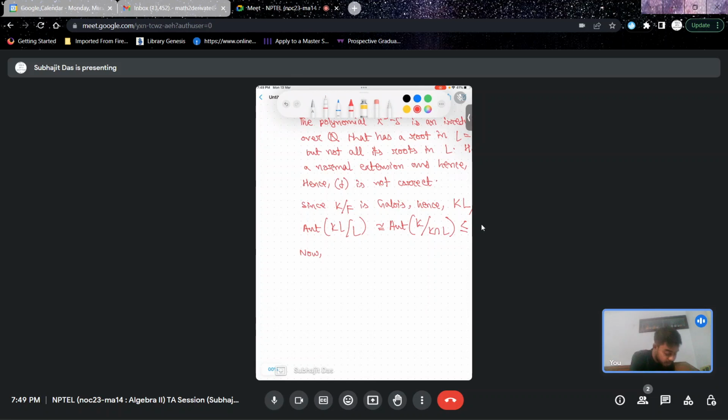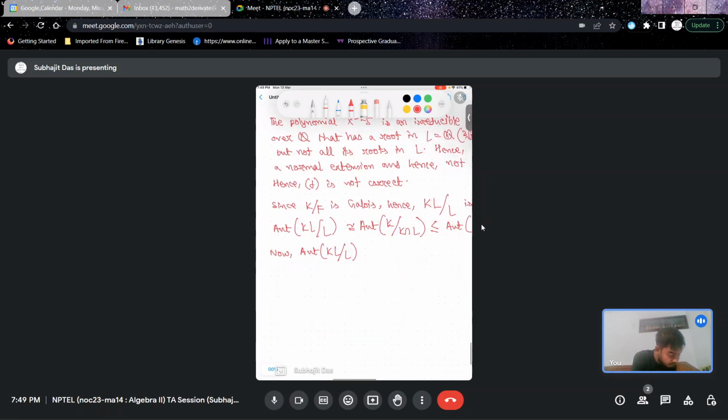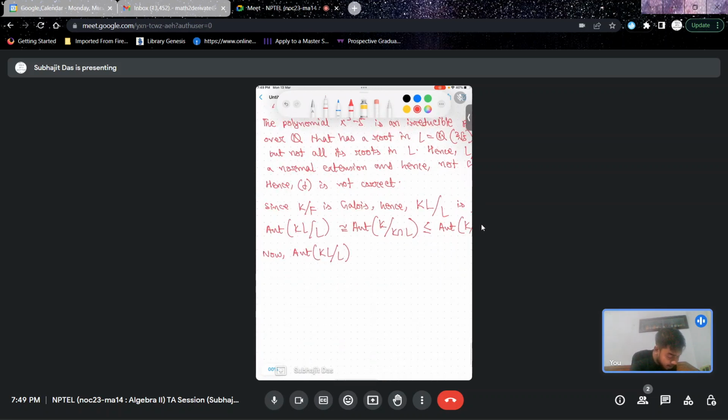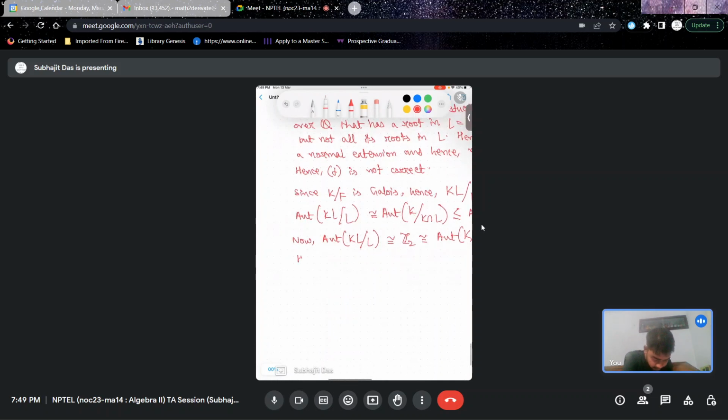What we have is KL over L. So KL over L is a Galois extension. This is important, or this is needed. And the order of the automorphism group of KL over L will be equal to the degree of the extension KL over L, which is exactly equal to 2. So this is isomorphic to Z2, which is isomorphic to the automorphism group of K over F. Hence C is correct.